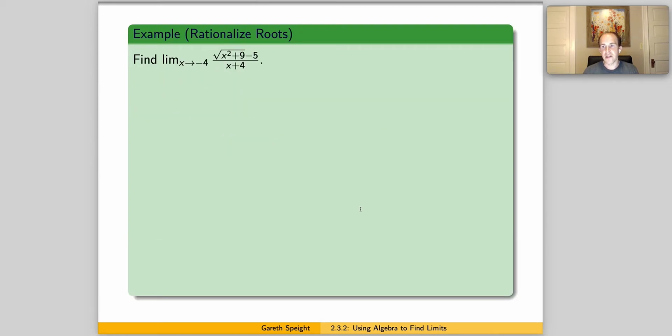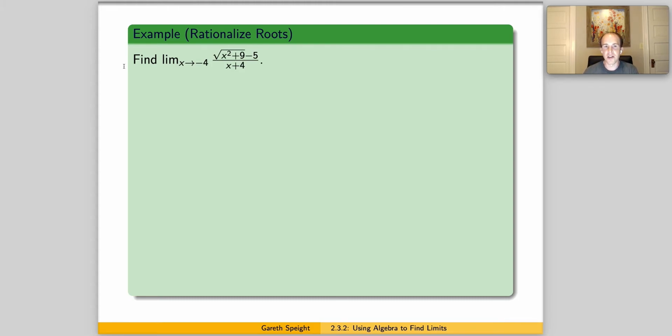Okay, so let's look at another example involving roots. Here we have the square root of x squared plus 9 minus 5 divided by x plus 4. And we're looking at the limit as x tends to minus 4. It's not a rational function, so we can't try to do that. If we were to try to use the limit of a quotient is the quotient of the limits, again, the limit of the bottom here would be 0. So that's not allowed. We can't do that. So again, we have to do something else.